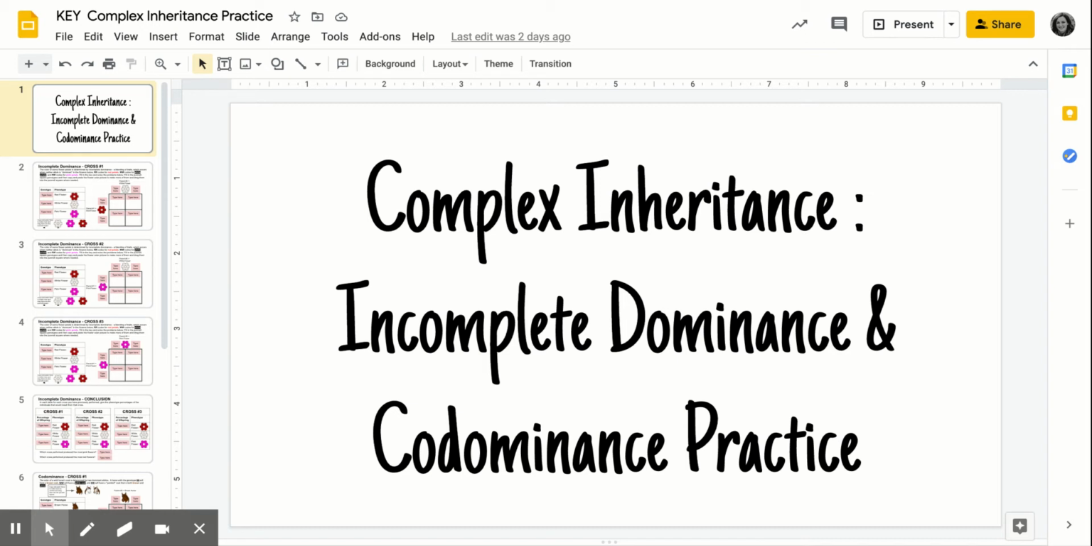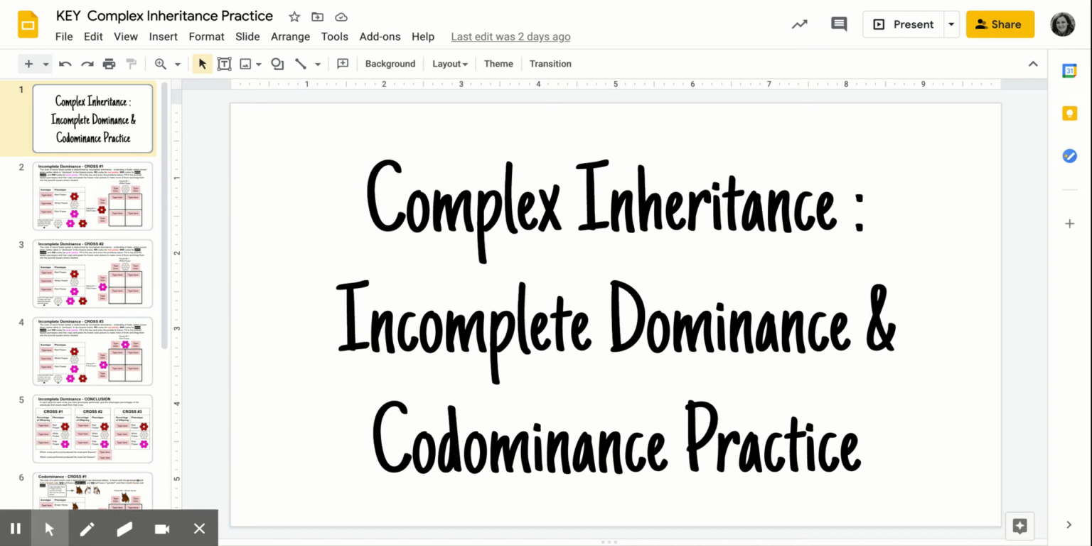Incomplete dominance is when you have a mix of traits. So you can have two individual traits, but then you can actually have a blend. So a great example of this is maybe a curly-haired person and a straight-haired person. And when they have a baby, they have wavy-haired babies, okay? Or a blend of traits.